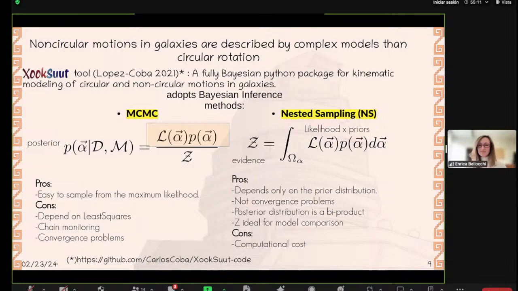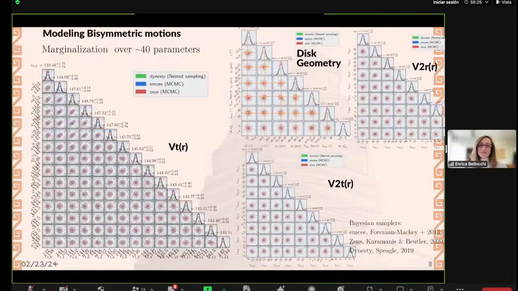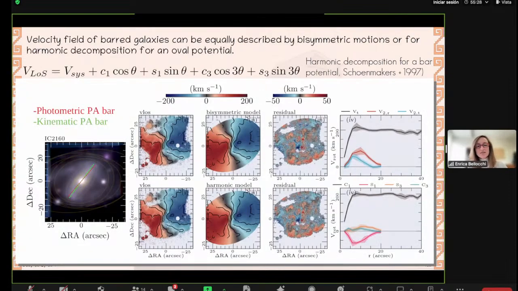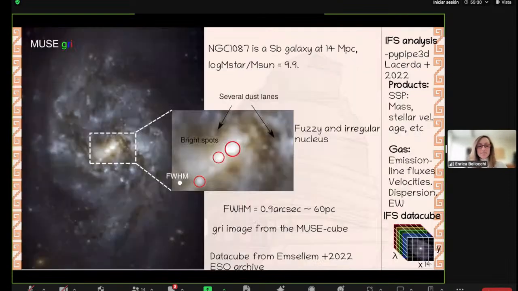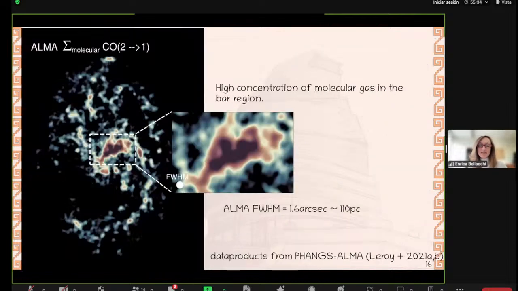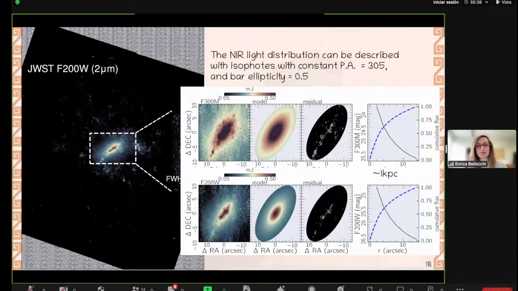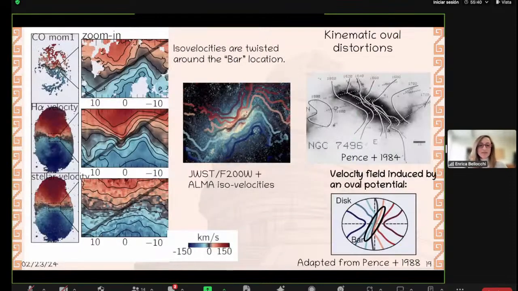Well, other questions? I have one question. You just showed the velocity field of the ionized, molecular and stellar emission. Did you apply your model also to the velocity dispersion? Do you see any difference between the velocity dispersion of the ionized, molecular and stellar maps?